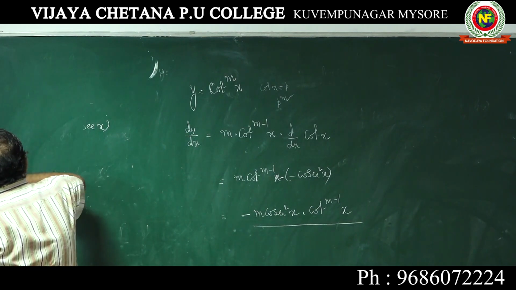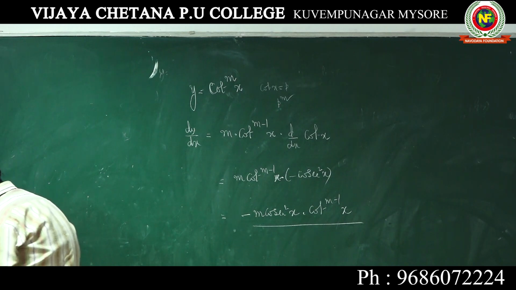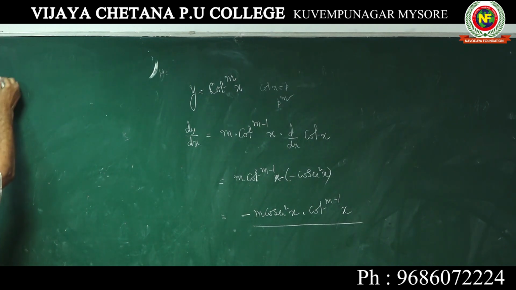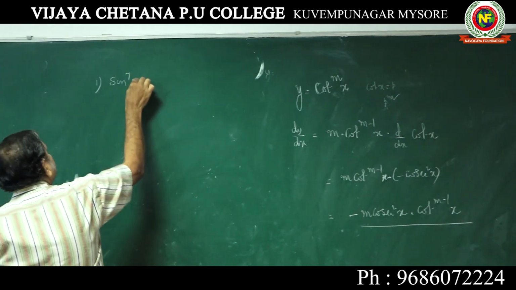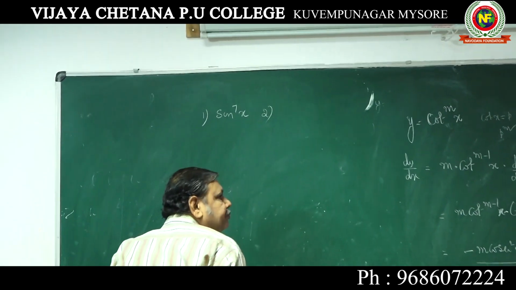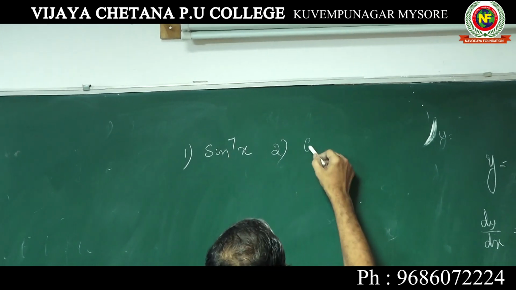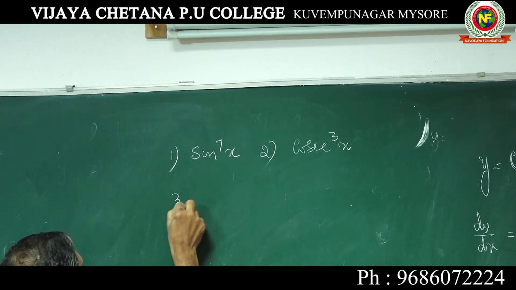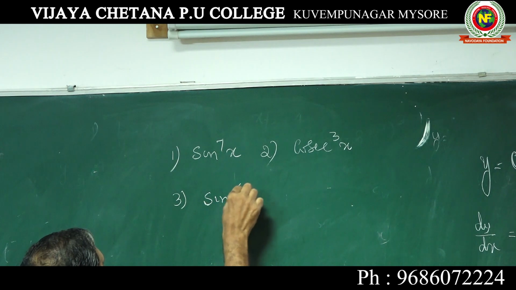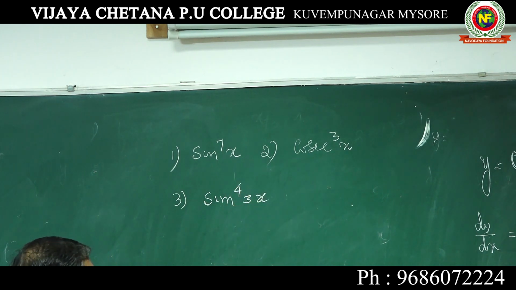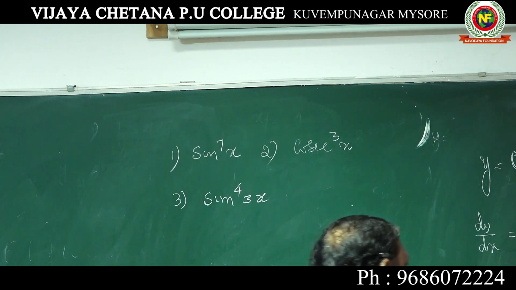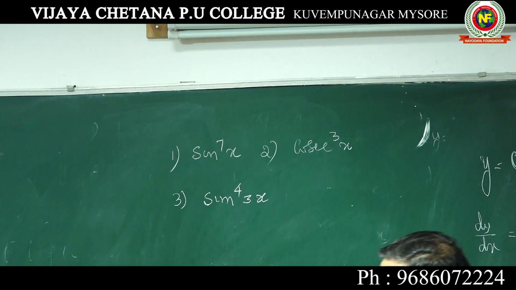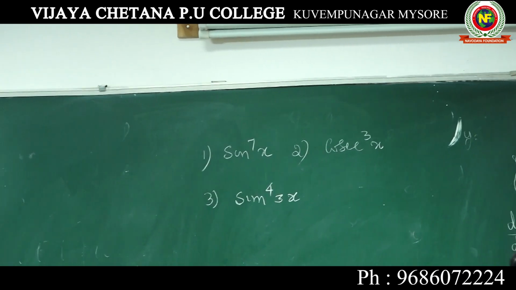I think you can do some problems in the house. I will give you. Note down. First one, sine to the power of 7x. Second one, cosecant to the power of 3x. Then third one, you can try sine to the power of 4, 3x. This is again the same thing: sine 3x is p, 4 sine cube 3x into d by dx of sine 3x. d by dx of sine 3x is 3 cos 3x. You try these sums in the house, practice well.